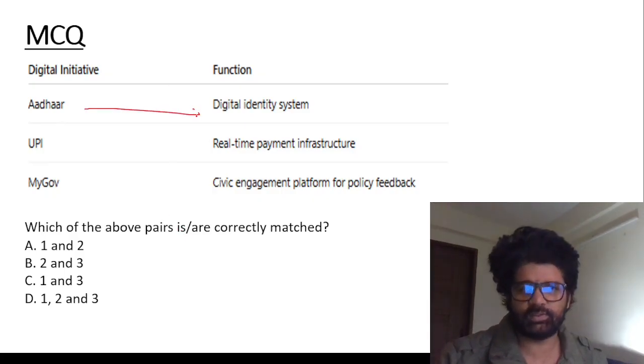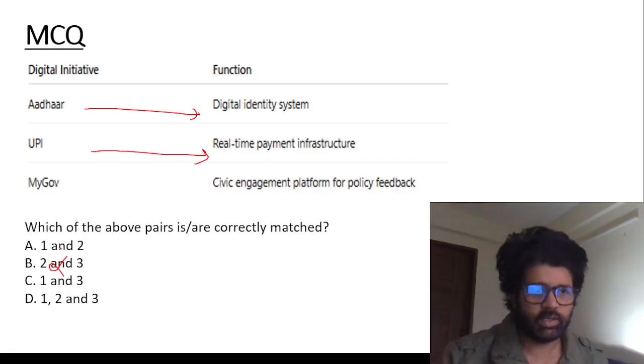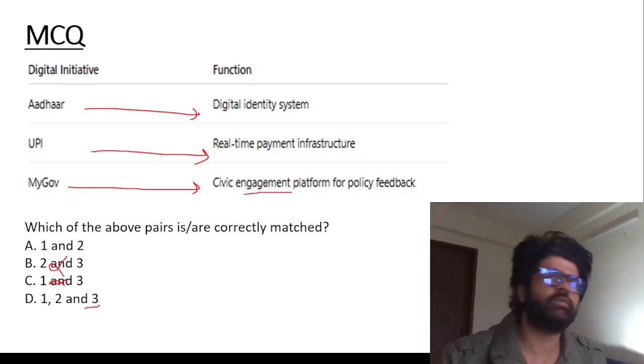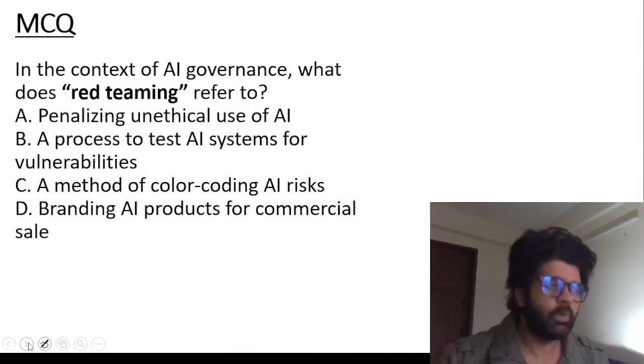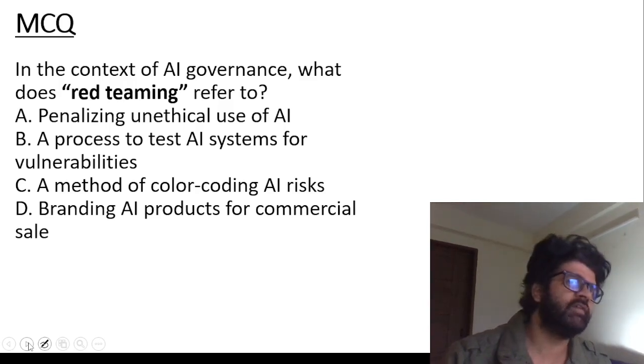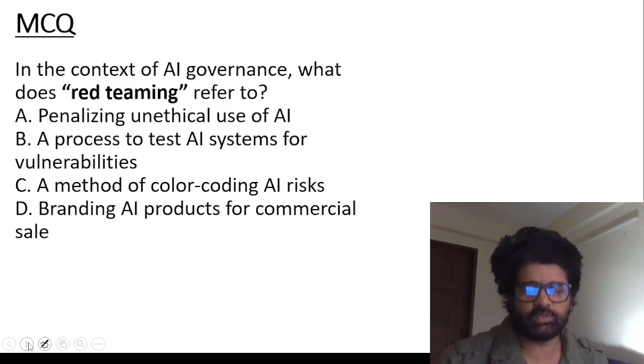Aadhaar, yes, a digital identity system, first is correct. UPI, real-time payment infrastructure, correct. So now you're left with A and D. Just check the third. MyGov is a civic engagement platform where you can give feedback related to how the government is performing in different areas. So the third is also correct. The answer is D, 1, 2, and 3. Devise these digital initiatives, guys. UPI is anyway in the news. Modi sir goes here, there, everywhere, that country adopts UPI. It's actually good.